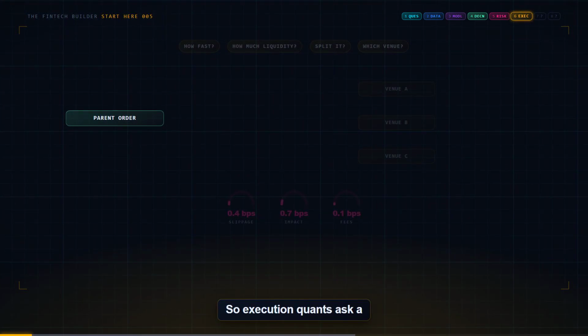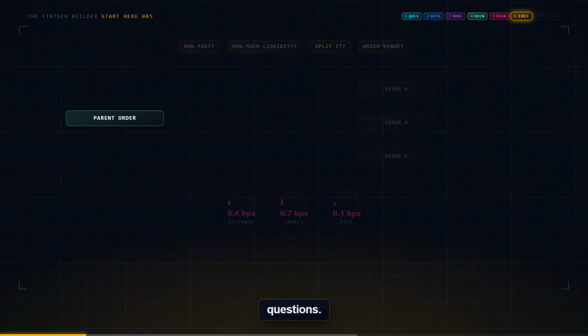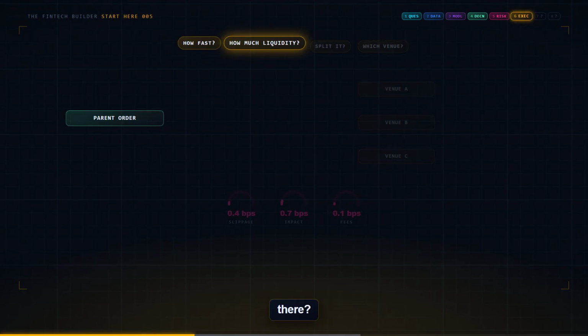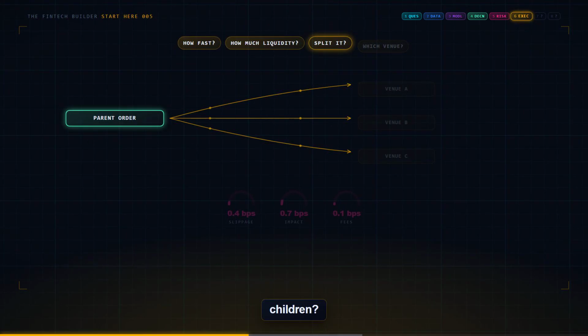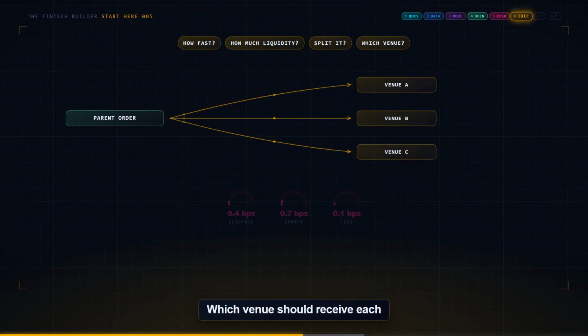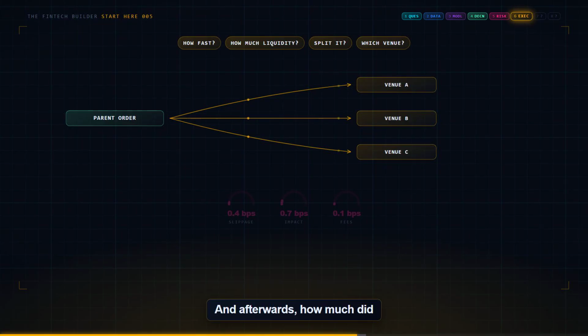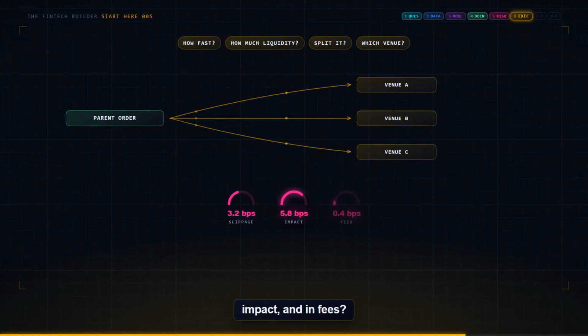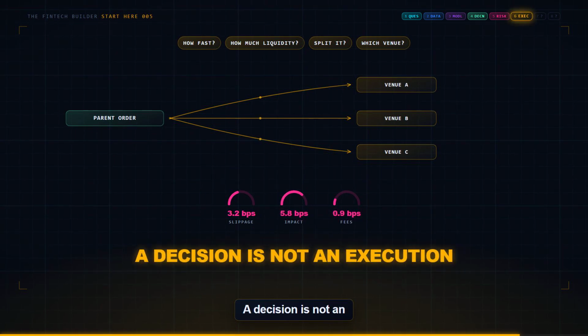So execution quants ask a completely different set of questions. How fast should we trade? How much liquidity is actually there? Should the order be split into children? Which venue should receive each one? And afterwards, how much did the execution itself cost us in slippage and impact and in fees? A decision is not an execution.